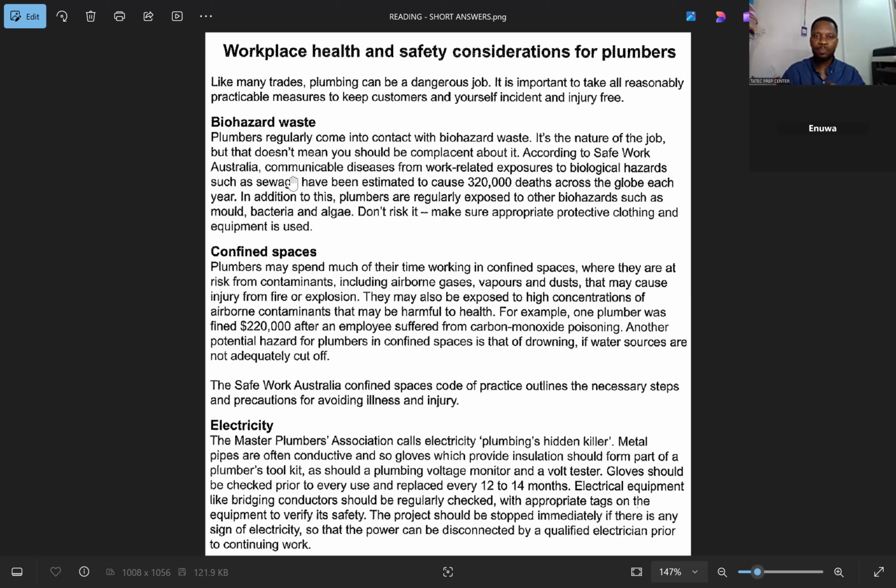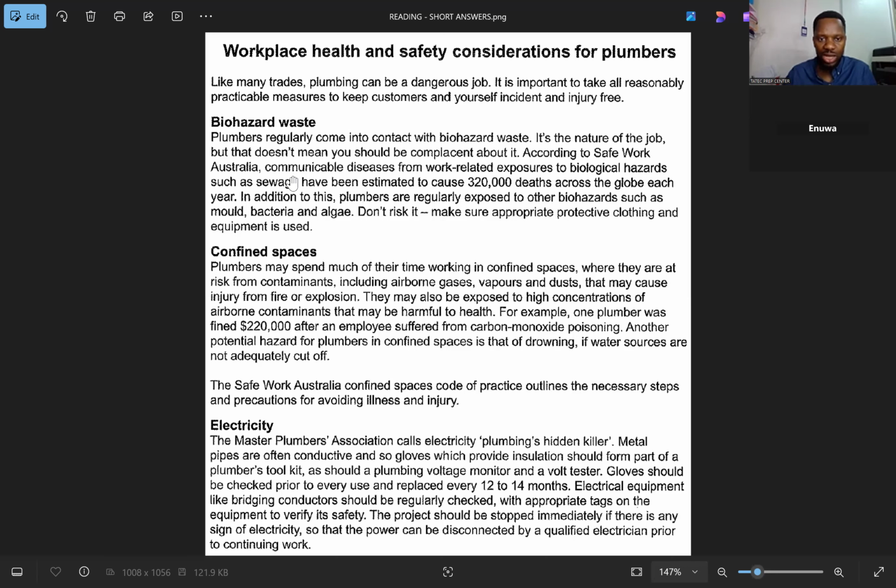Like many trades, plumbing can be a dangerous job. It is important to take all reasonably practicable measures to keep customers and yourself incident and injury free. Biohazard waste. Plumbers regularly come into contact with biohazard waste. It's the nature of the job. But that doesn't mean you should be complacent about it.